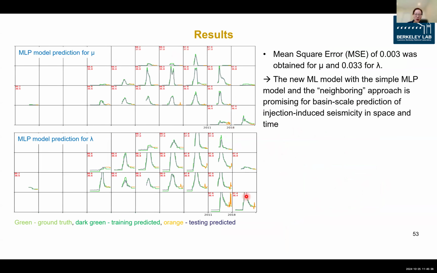Here also shows the results for the total seismic rate. There is some error propagated from the induced seismic rate to the total seismic rate, because the calculation adds the aftershock effect, and the error is propagated to the total seismic rate. But overall, the mean square error was acceptable, except for this localized area. Still, I think this new model, with the simple multi-layer perceptron and neighboring approach, is promising for predicting basin scale injection-induced seismicity in space and time. Indeed, I think we are probably the first to predict these seismic events in space and time for this region.